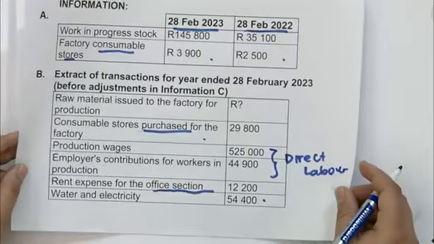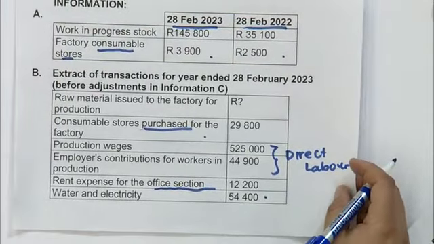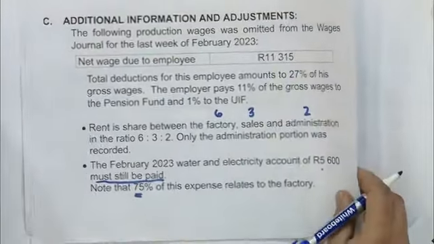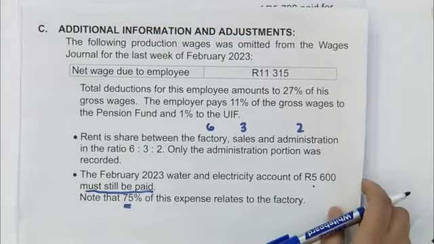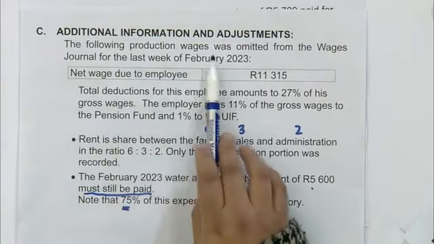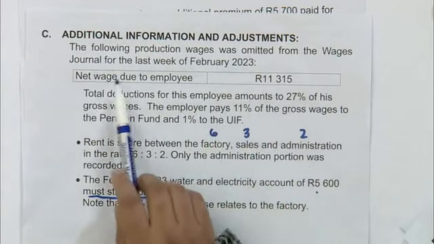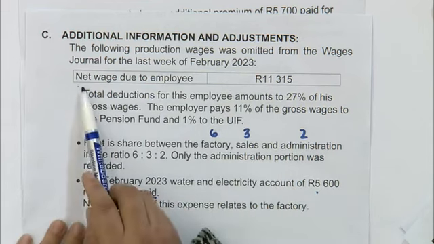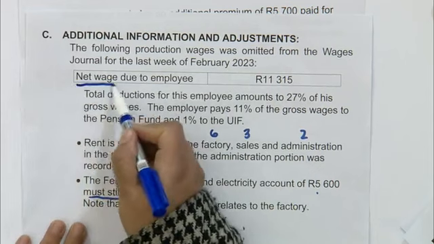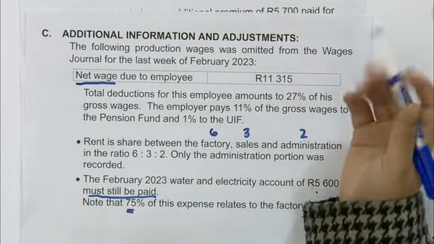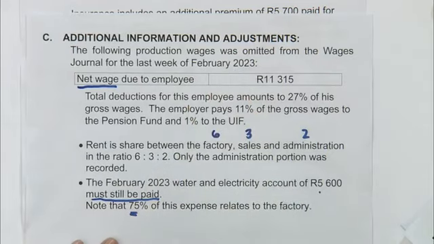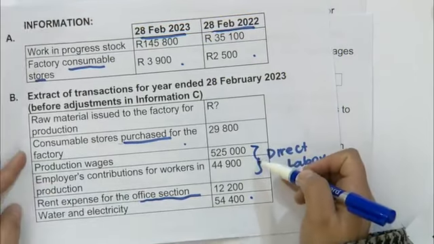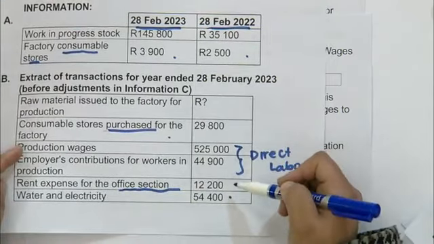Right, but wait, they give us some information regarding direct labor. And what is that information? The information is as follows. They say the following production wages were omitted from the wages journal for the last week of February 2023. This net wage is due to the employee, and it means that whatever amount we calculate here must be added to the balances given to us and determined over there. Right, so we want to know what we must add over here.